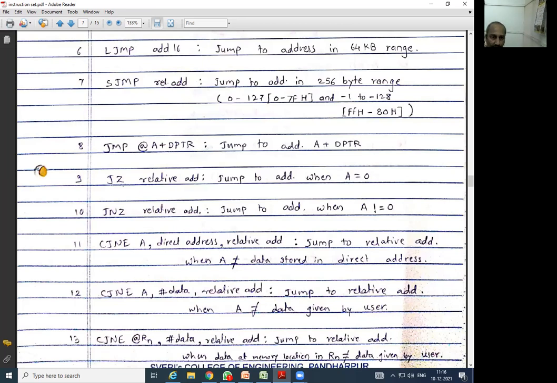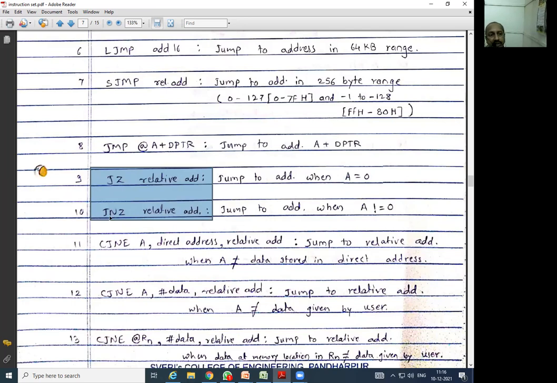But whose value has to become 0? When A is equal to 0. That is not written in the instruction syntax, but it is the default. So when A is equal to 0, you are supposed to jump somewhere. If it is not 0, you are supposed to jump to some other address. For that, these instructions are there: JZ and JNZ.